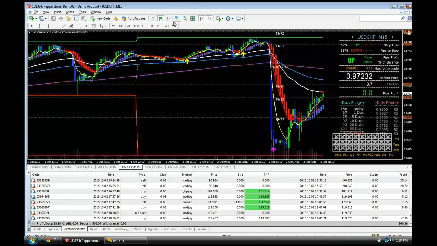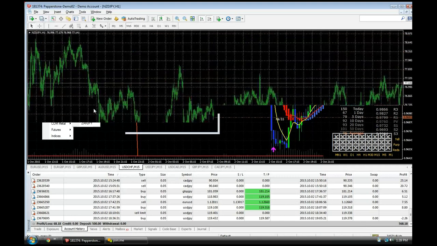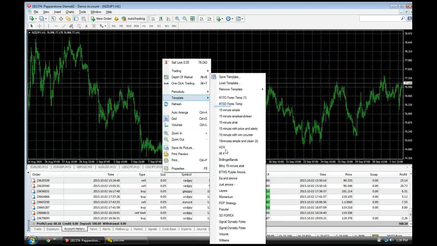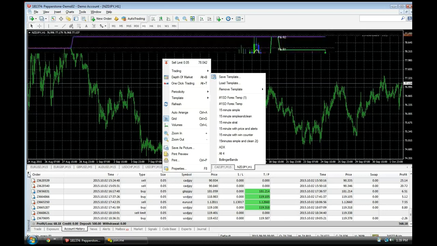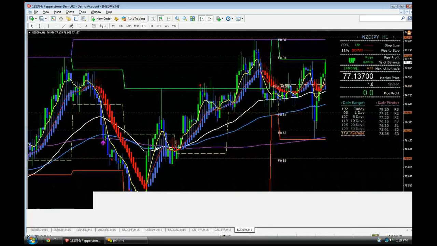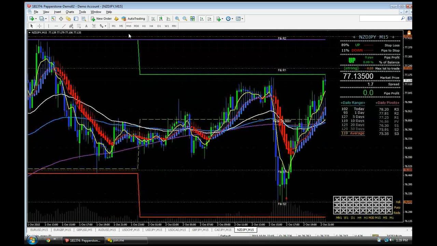I'm not sure. I think we did go through US dollar CHF. We can grab a new chart and just go through one. I do like the New Zealand dollar, Japanese yen. I do like trading it every now and then. Let me go ahead and close this. Sorry. Then we'll switch it to the M15 time frame. See if we can see some setups on it.